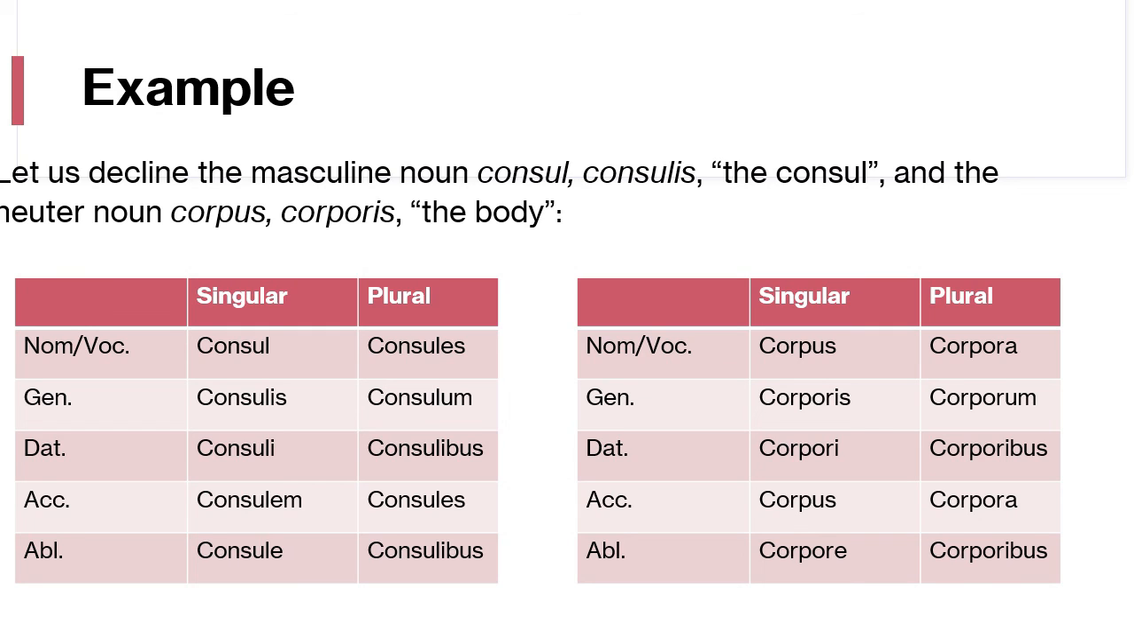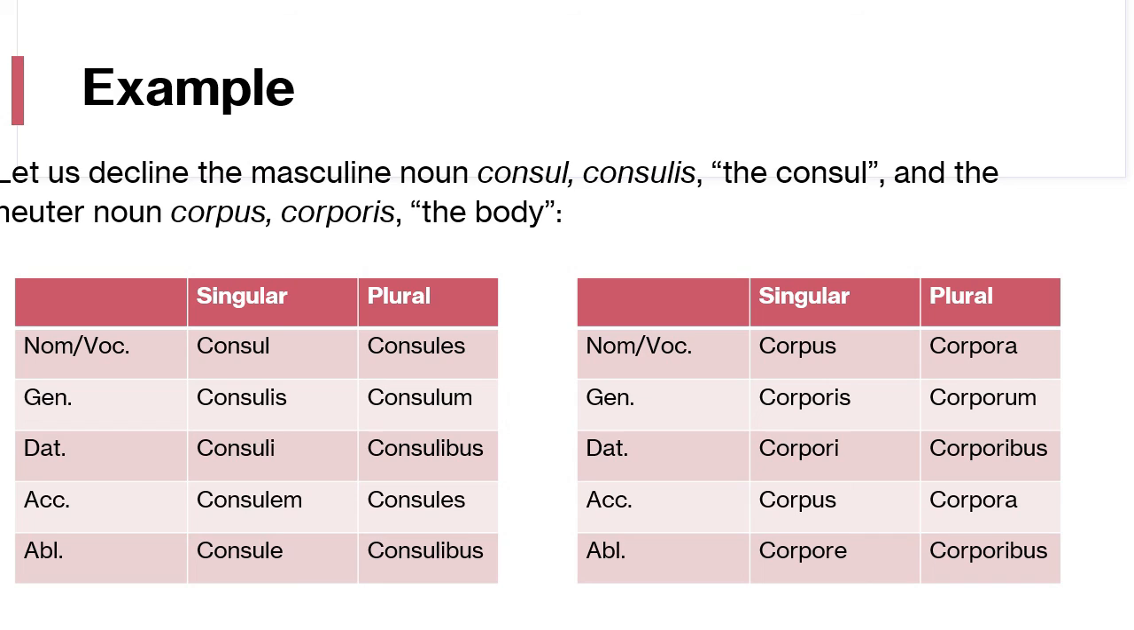Let's take an example. You will recognize the so-called regular nouns because they have a different number of syllables from the nominative to the genitive. For example, if we take consul, consulis, we will see that the nominative consul has 2 syllables, while the genitive consulis has 3 syllables. So this is one of the distinguishing features of the regular nouns. In this example, I decline a masculine noun, consul, consulis, and the neuter noun, corpus, corporis, which mean, respectively, the consul and the body.